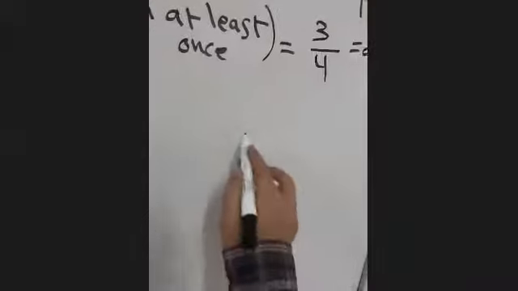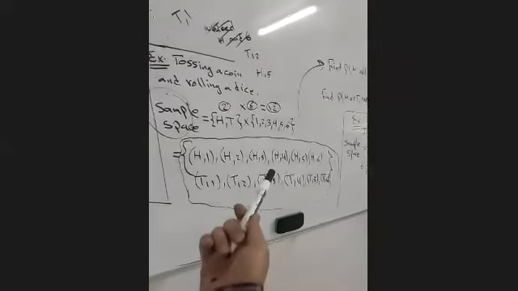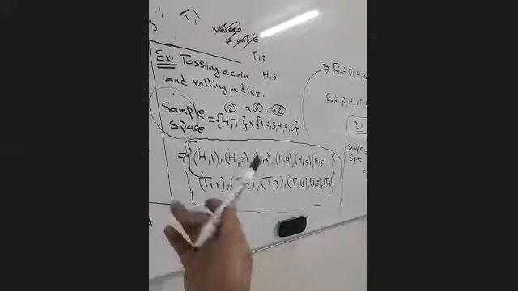The book has another way, which we call the tree way. Actually, I don't like it, and my way is easier. Now let's see how the book makes the sample space. Look here, guys, this experiment is a coin with a number cube. I did it here. This one is easier, I think, so use this one.